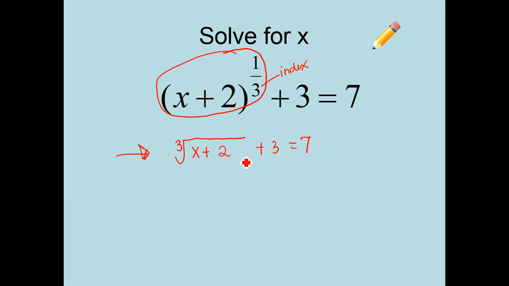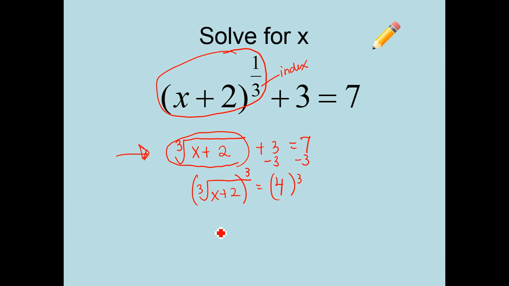The first thing I would do: I'm trying to get this alone, so I can't touch that. I'm going to subtract 3 on both sides. I have the cube root of (x plus 2) equals 4. I am then going to do the inverse of cube rooting, which is cubing. I'm going to cube both sides, and I get x plus 2 equals 64. Then I'm going to subtract 2 from both sides, and I get x equals 62.